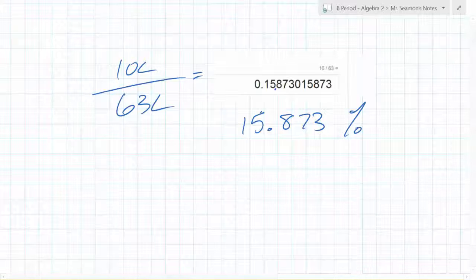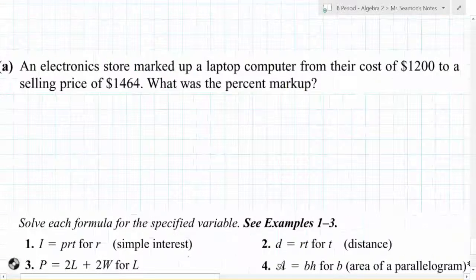Unless I tell you otherwise, go to 3 decimal places, okay? I might tell you round to the nearest percent. If I said round to the nearest percent, you would say 16. But unless I say otherwise, how many decimal places? 3.